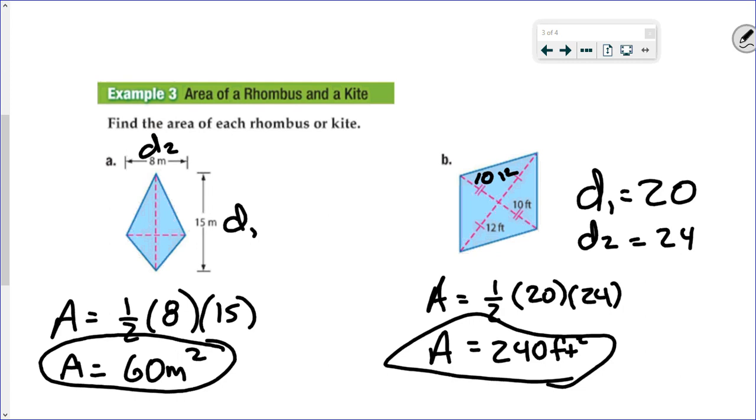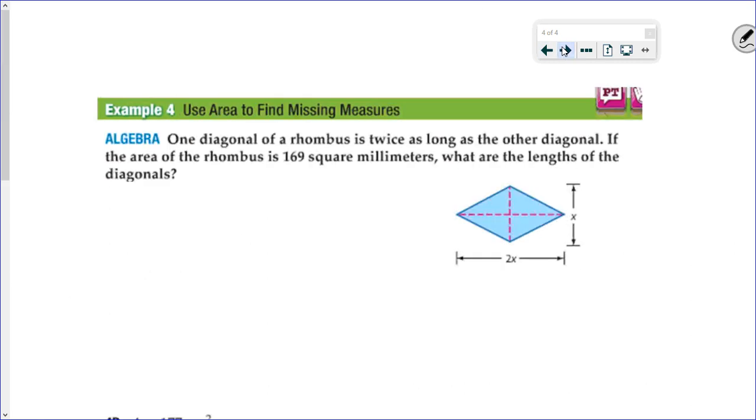All right. So that is how you find the area of a kite or rhombus. You've got to use the measures of the diagonals. And very similar to our triangles and parallelograms, you can use area to find missing measures here. One diagonal of a rhombus is twice as long as the other diagonal. That's represented here: one diagonal is x, the other is 2x. If the area of the rhombus is 169 square millimeters, what are the lengths of the diagonals?